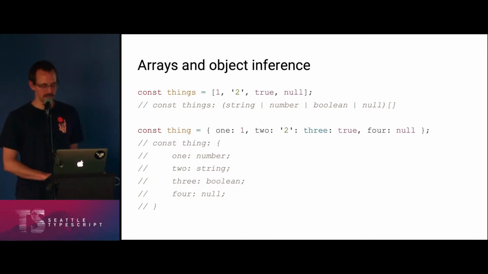It'll also do it for an object. I threw some numbers, some strings, some booleans, some nulls into this object, and it correctly pulled all of those types out. Now, if I try to access a property on thing that's not one of these properties, it'll throw an error. I can't add new properties to thing, but I can treat thing.1 as a number.